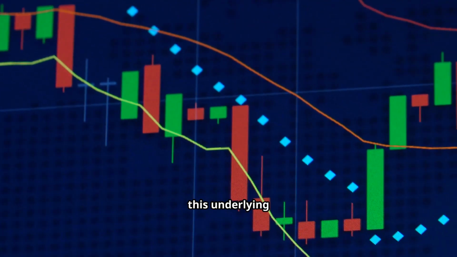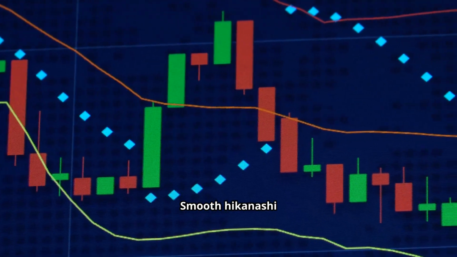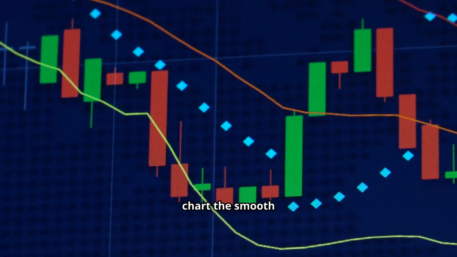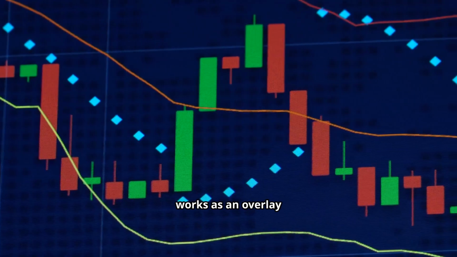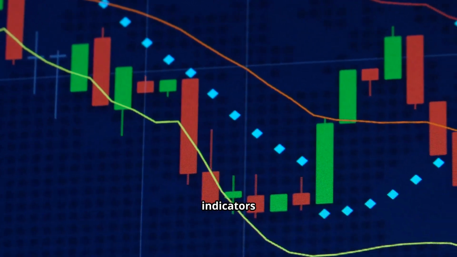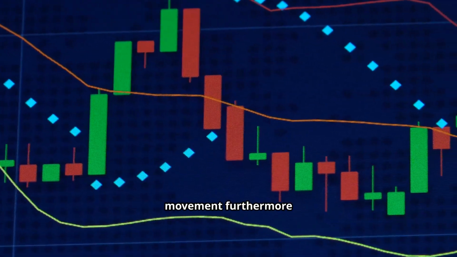So to solve this underlying issue, a new indicator was created, and it's called Smooth Heikin-Ashi. Unlike the classic Heikin-Ashi, which fully transforms the candles on a price chart, the Smooth Heikin-Ashi instead works as an overlay on a real chart, meaning traders are able to use the indicator's capabilities while still maintaining a clear view of the actual price movement.